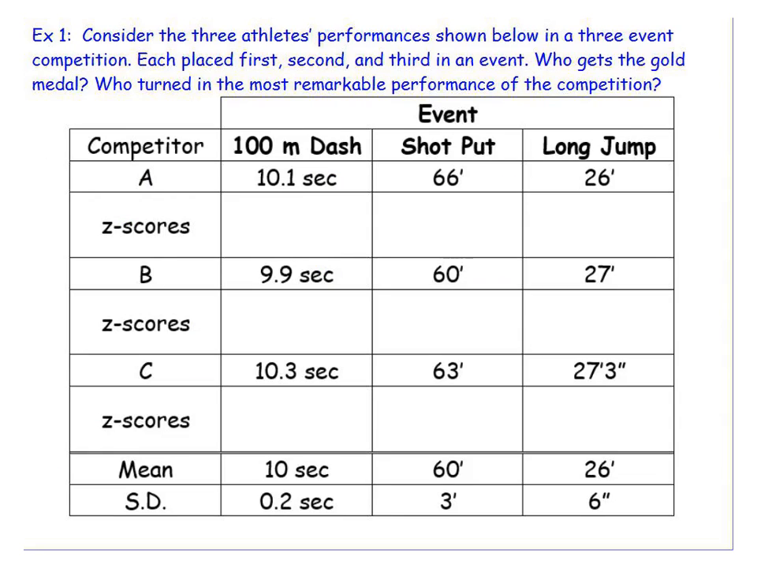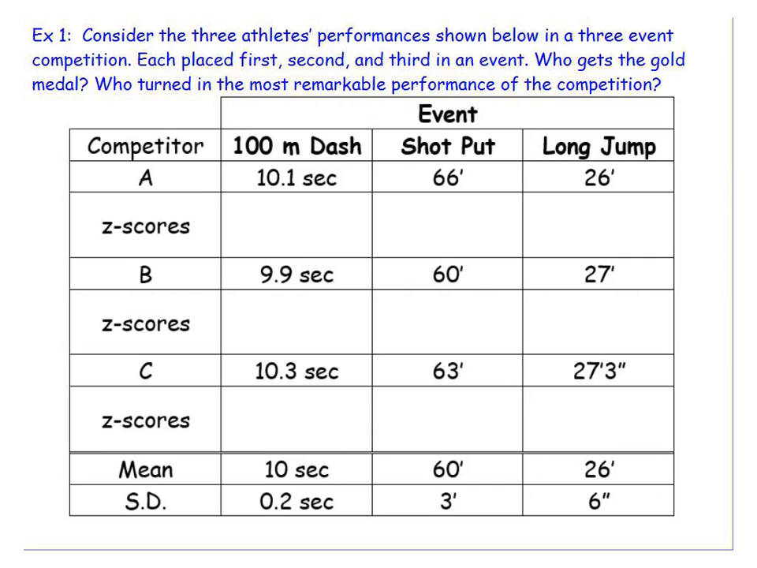So here's how they work. Let's look at our first example. Consider the 3 athletes' performances shown below in a 3-event competition. Each person placed first, second, and third in an event. The question is, who gets the gold medal? In other words, who turned in the most remarkable performance of the competition? So let's take a look at some information here.